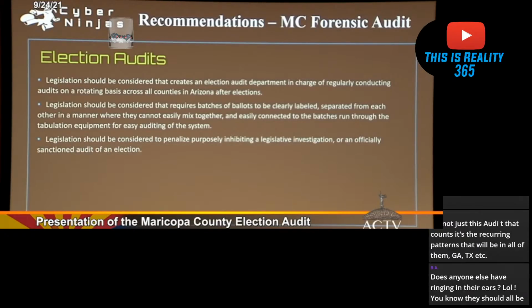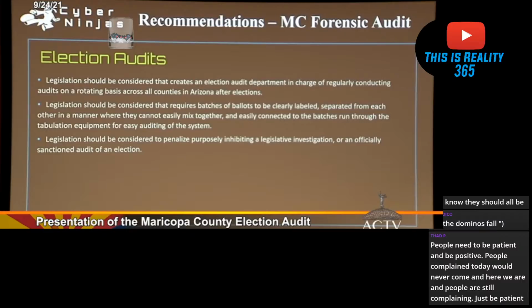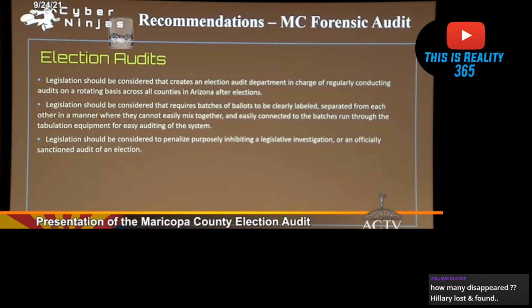Legislation should be considered to penalize those who purposely inhibit a legislative investigation or an officially sanctioned audit of an election. I think why that's in there is a little bit obvious. Audits are really effective when you have the cooperation of the management who controls things, and it's very, very difficult to do them otherwise. That's why in financial services, in your typical financial audit, if you don't comply with the audit, you can literally be put in jail at times.